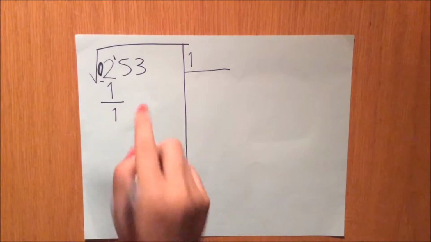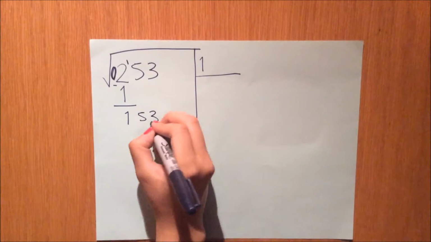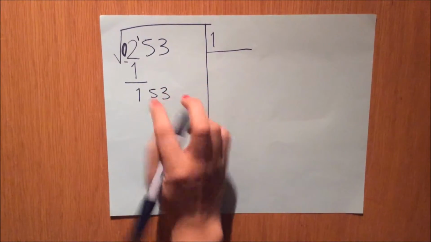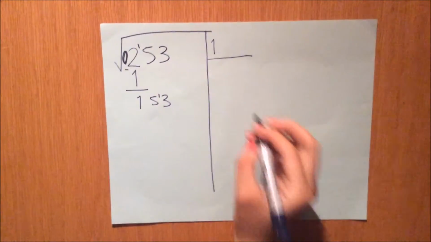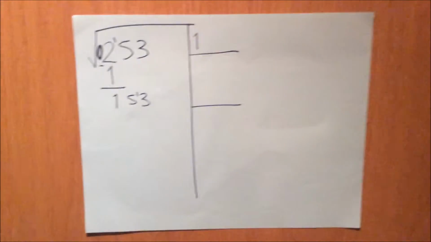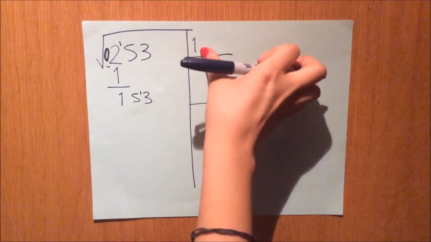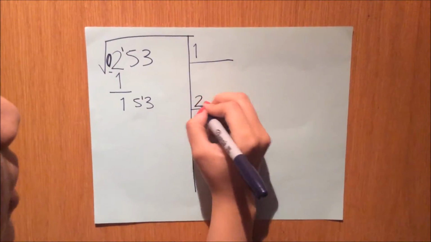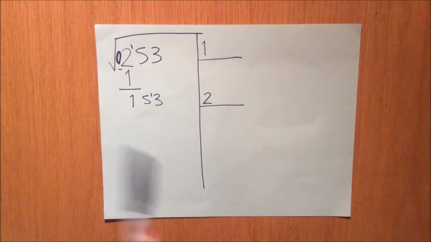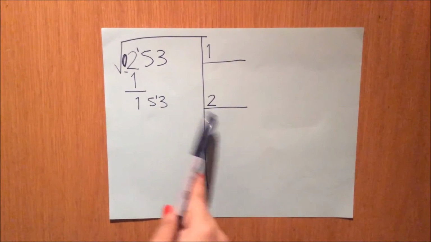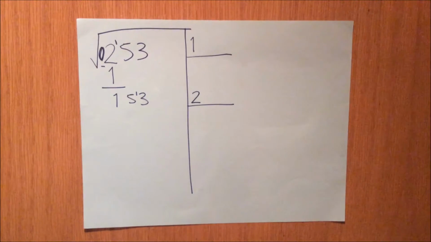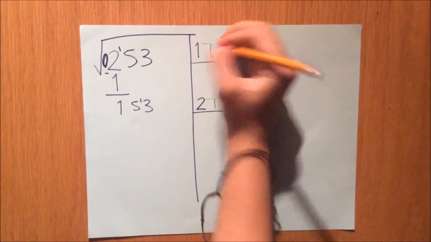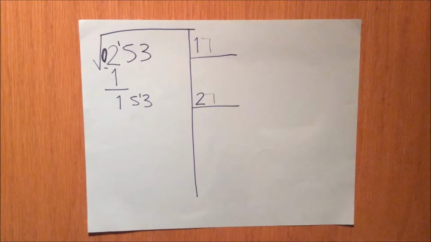We will write this right here, and we will separate now the last digit, and we will draw another line here. Now we will double this number and write it here. 1 times 2 is 2, and we will try to find a number that multiplied by 2 gives us 15. So let's do it with pencil. With a 7, because 7 times 2 is 14.